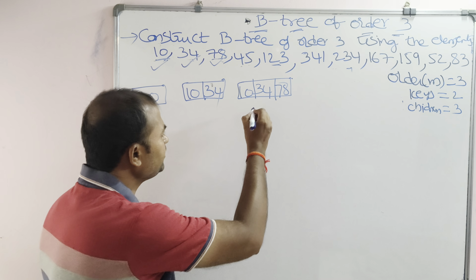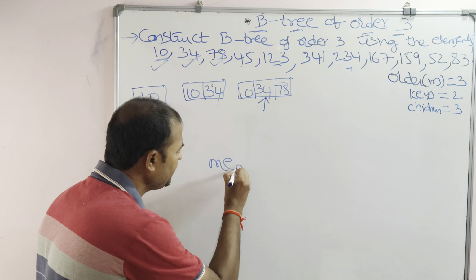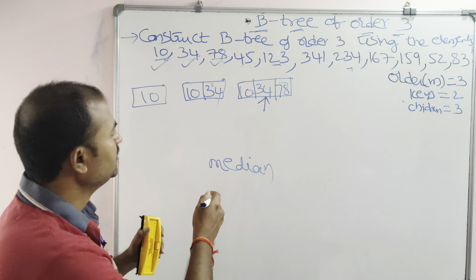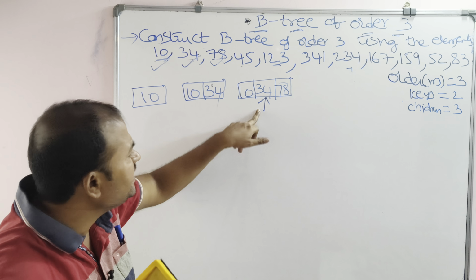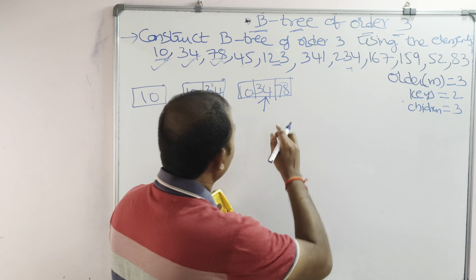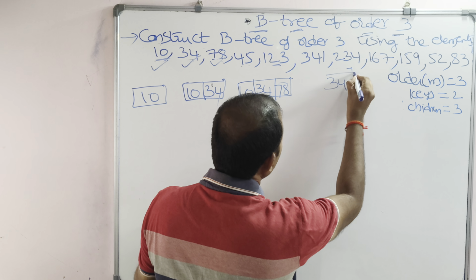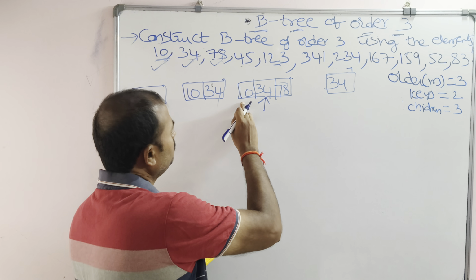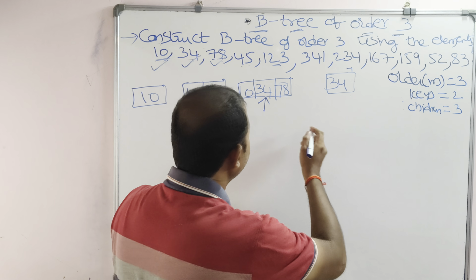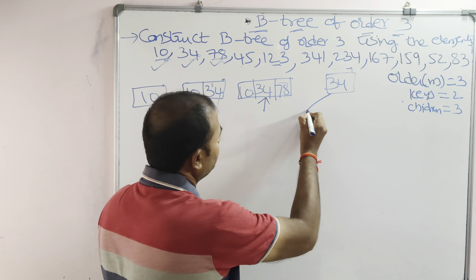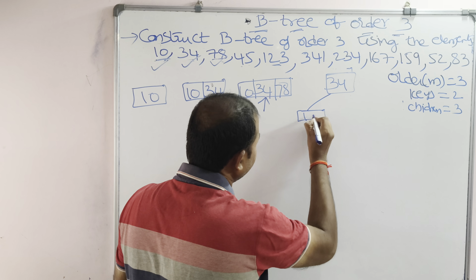For that we have to calculate the middle element. The middle element can also be called the median element. What is the middle element here? 34. So push this element up. Now 34 becomes the parent node. We have to split this into 2 nodes, 2 children. Here 10 is less than 34, so place it here.